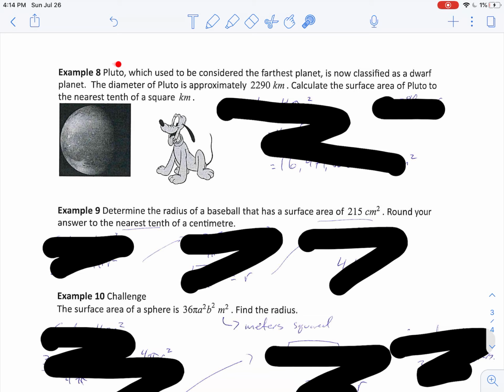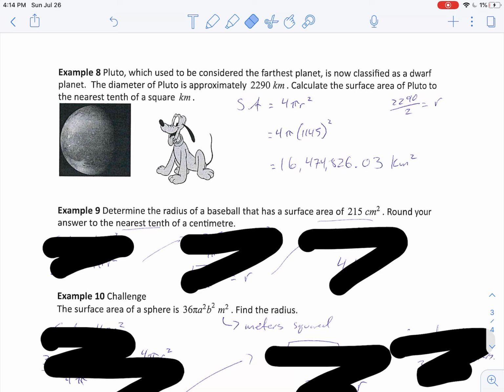Pluto, which used to be considered the farthest planet, is now classified as a dwarf planet. The diameter of Pluto is approximately 2,290 kilometers. Calculate the surface area of Pluto to the nearest tenth of a square kilometer. This gives us the diameter of Pluto, which means that the radius would be 2290 divided by 2.